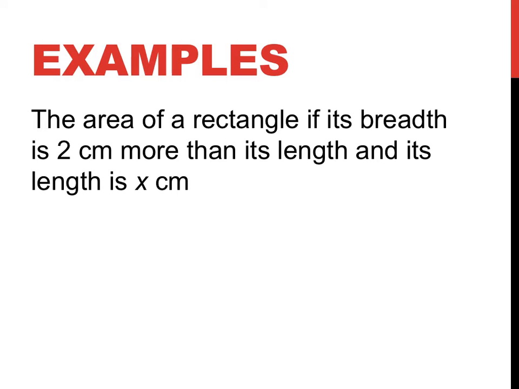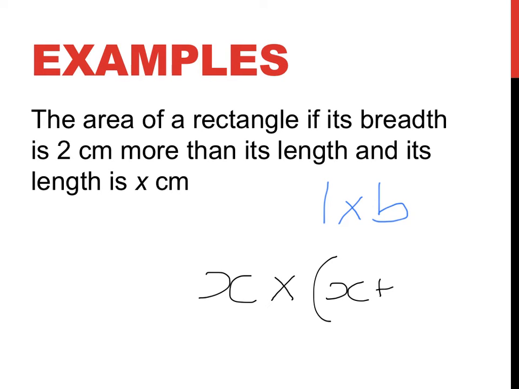The area of a rectangle, if its breadth is 2 centimeters more than its length, and its length is x centimeters. Okay, oh gosh, this is a tricky one. Well, area, how do I work out area of a rectangle? So area is length times breadth. Now I know that the length is x. And then it's told me that the breadth is x plus 2.